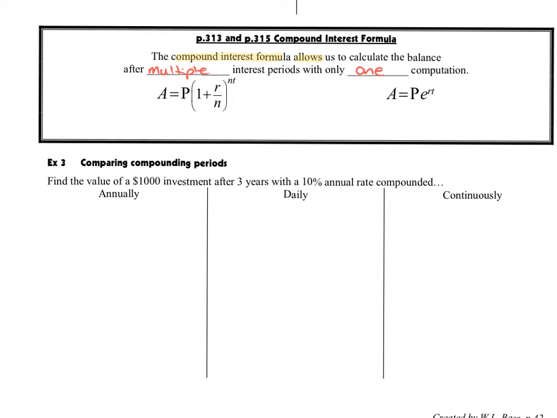So our two formulas that we're going to look at are actually closely related to the uninhibited growth computation that we were doing earlier. So the A is going to be our ending, or what is often referred to as our future value. The P is going to be our beginning, or what is sometimes referred to as the present value.